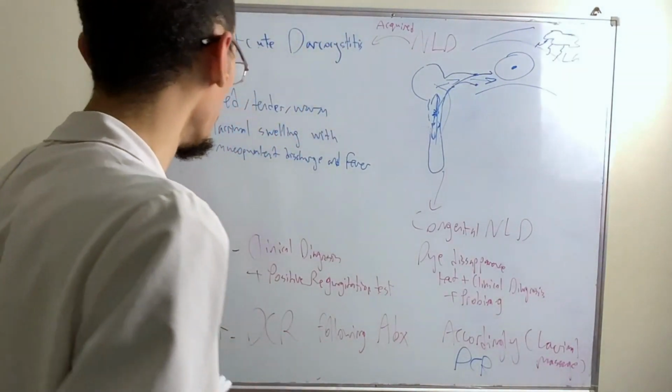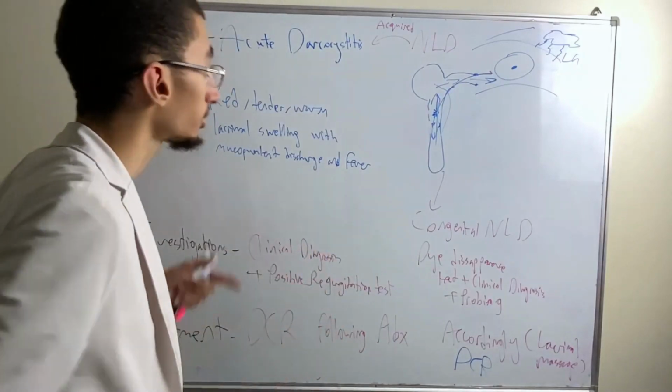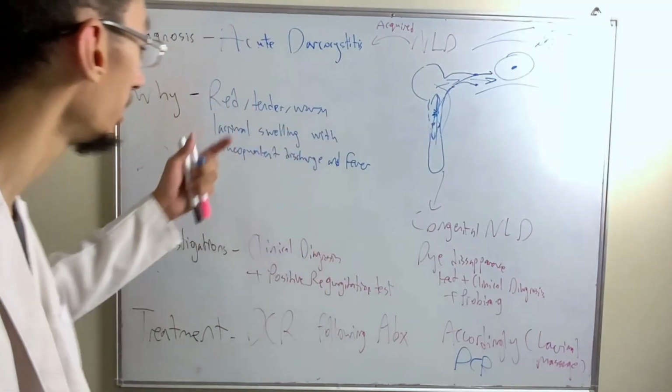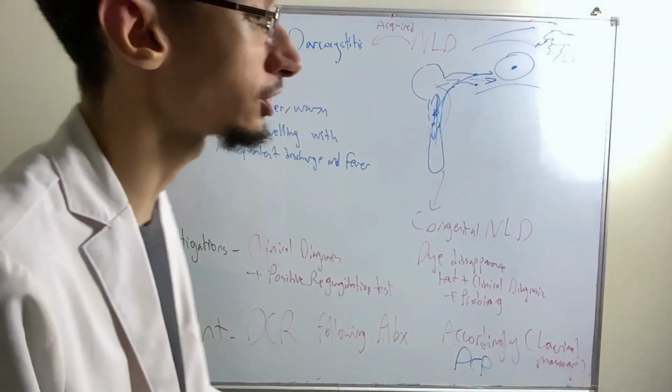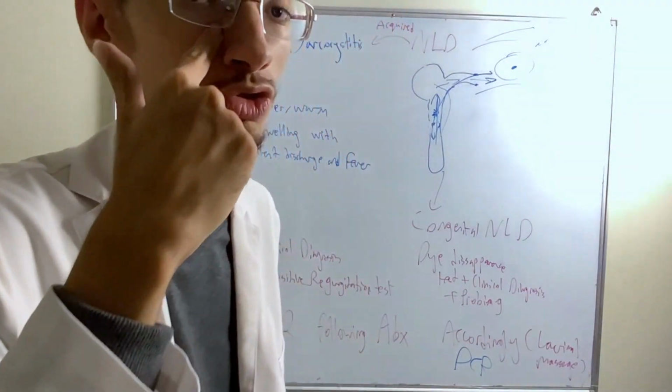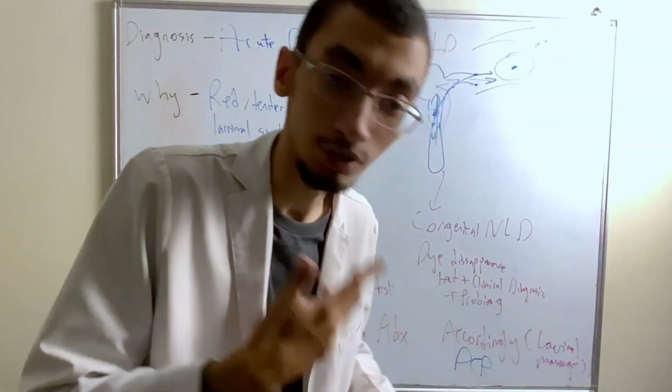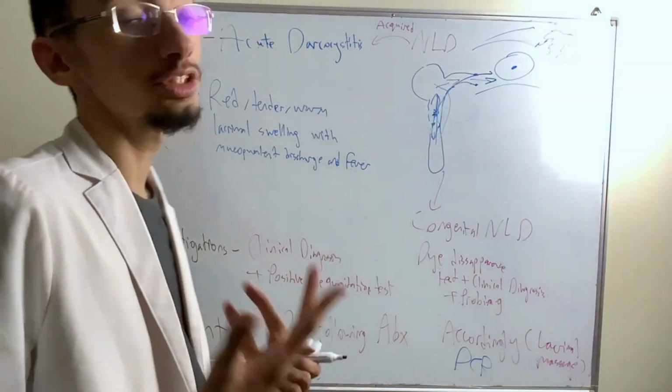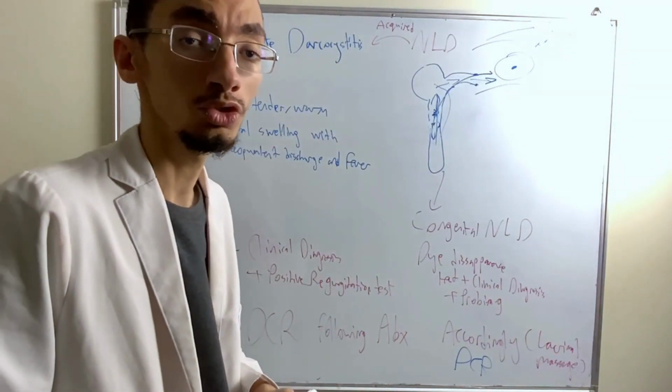And as we mentioned before, the investigation for Dacryocystitis is really clinical diagnosis, and you can do a positive regurgitation test where you just press on the lacrimal swelling and see if there's regurgitation, if there's any pus coming out of it. And that's pretty much it. There's nothing more to it than that.